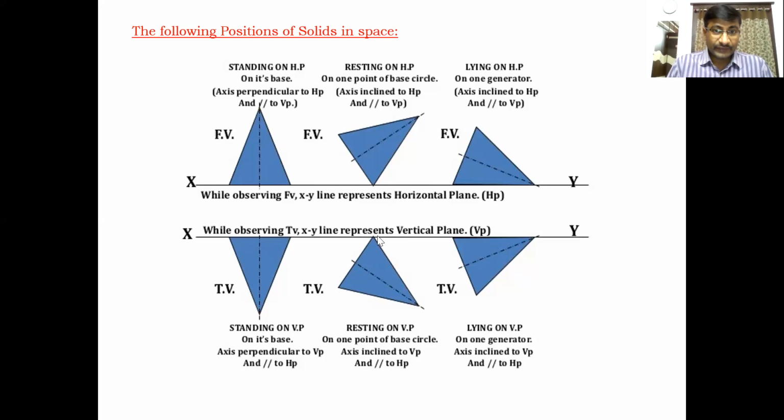Here one point touches the VP, and the axis is inclined to the VP and parallel to the HP. It is the same position, but here one of the base points is on the VP. This is one of the generators on the VP. The cone generator is the side of the cone. The generator is on the VP like this, and the axis is inclined to the VP. This axis is perpendicular to the VP. These are the top view positions when the axis position changes with respect to the VP.